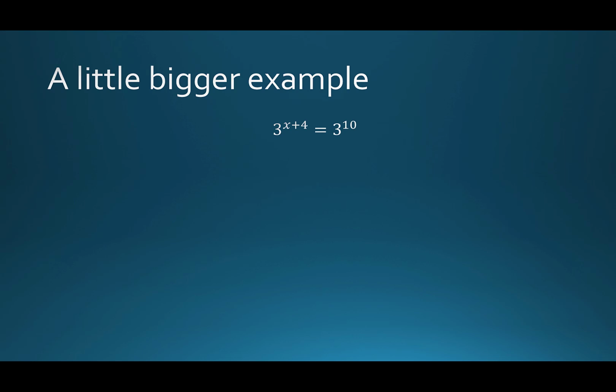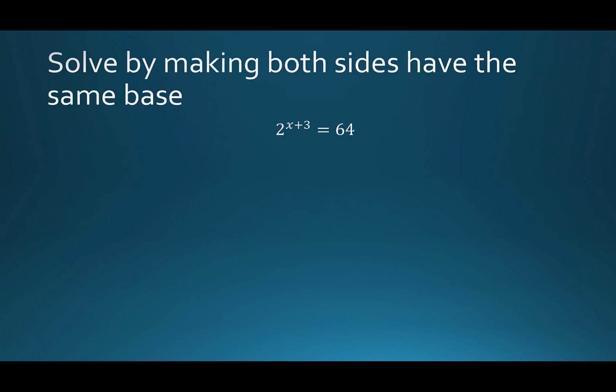Make it just a little bit bigger. Now I have 3 to the x plus 4 is 3 to the 10th. Again, once the bases are matching, I know the exponents have to match as well. So I'm going to say x plus 4 will be equal to 10, so x will have to be equal to 6.